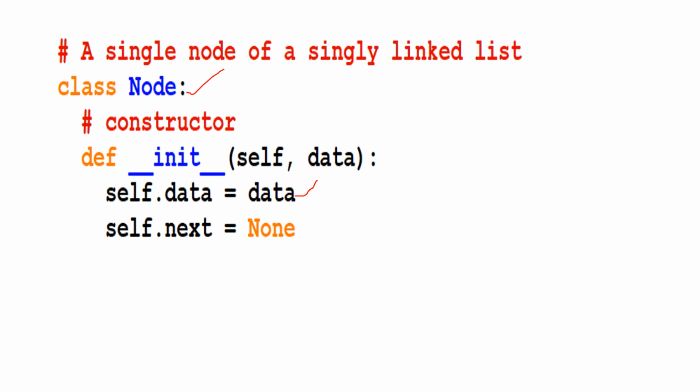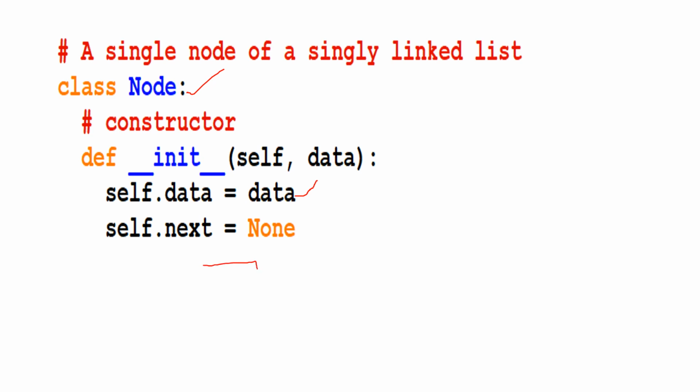Now the first one is self.data equals data. So whatever data we are going to insert, we store into the data partition, meaning the first partition. And self.next is nothing but the address of the node. Initially it will be null.